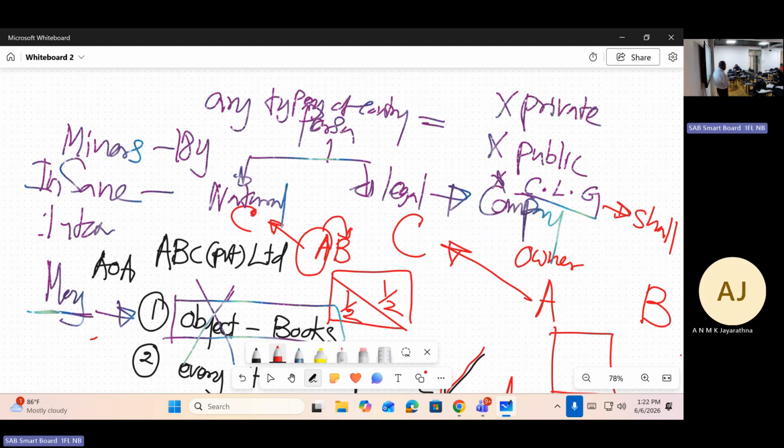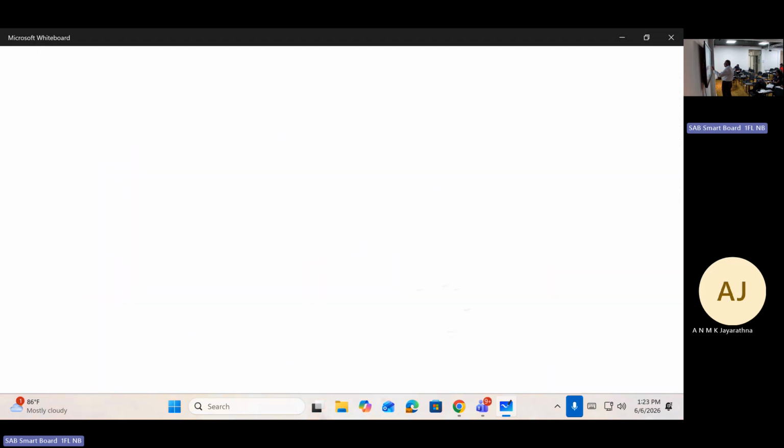But they have a special privilege. What is that? That's why we name them as public companies. They can invite the public to purchase the shares. And that's why we name them public companies.